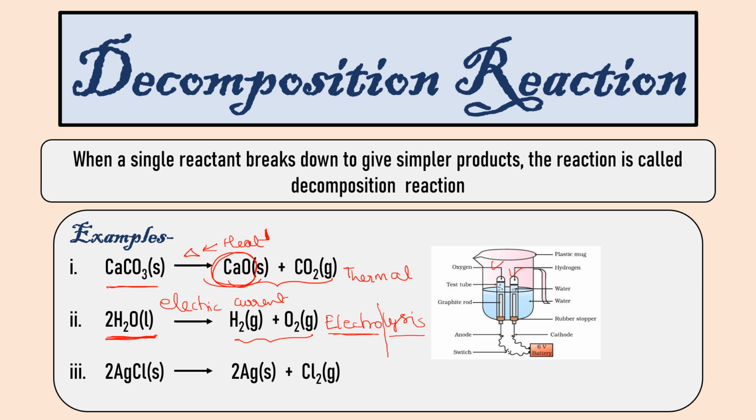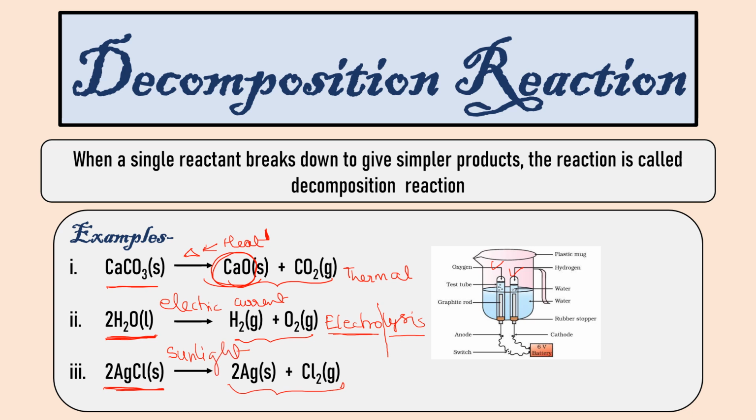Now, let's move on to the third example. Here, the third example is silver chloride, which breaks into silver and chlorine gas, silver metal. Now, how many reactants? One single reactant, and how many products? Two products. Now, this reaction also needs energy. That energy is given by sunlight. It happens in presence of sunlight.